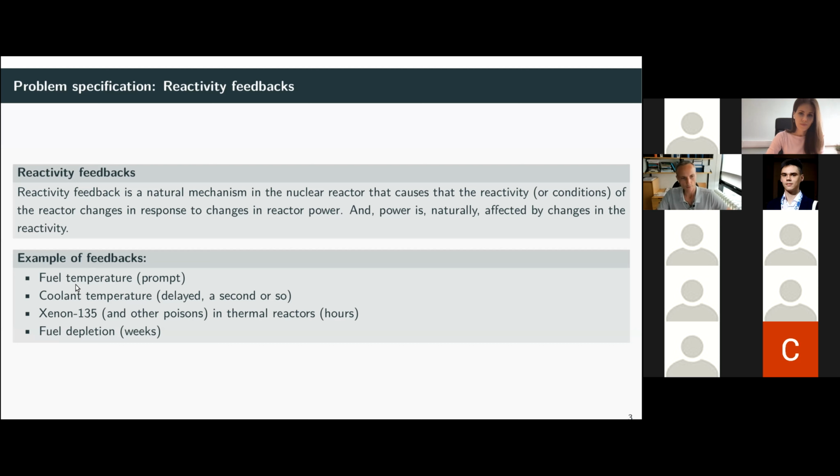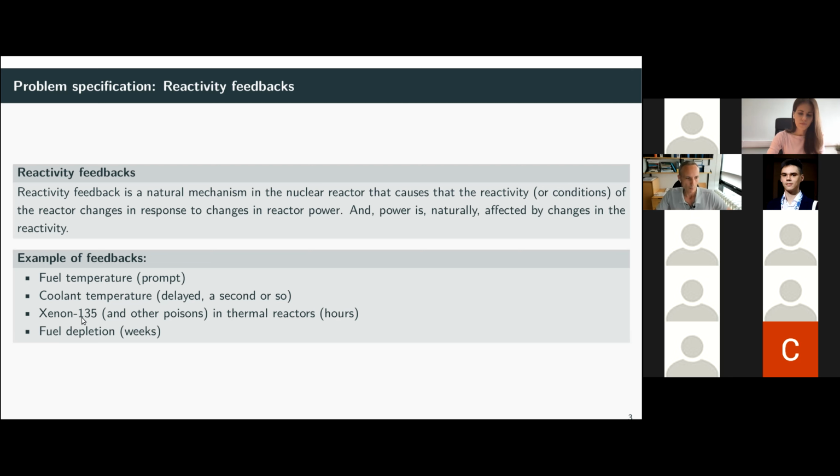So here's just an example of some common feedbacks, like feedback from the fuel temperature. And this is known as the Doppler feedback. It's very fast feedback. It's acting almost immediately in the reactor. Most of the feedbacks are slower, like the feedback from the coolant, which we call delayed because it acts with some delay, about a second or so. This is simply because it takes time for the heat to be transferred from the fuel into the coolant, and it may take some time for, for instance, the bubbles in the boiling water reactor to get transferred from the bottom of the core to the top. So different systems will have different delays in the coolant temperature feedback.